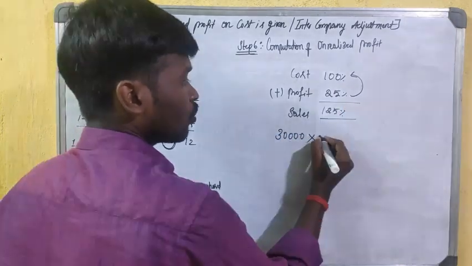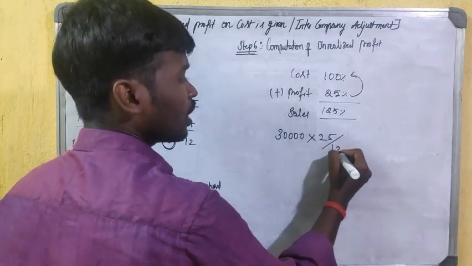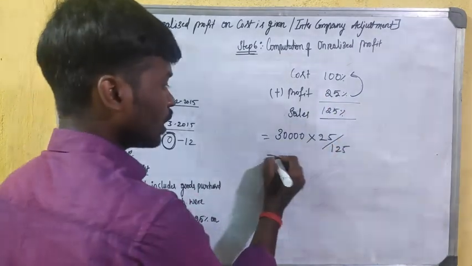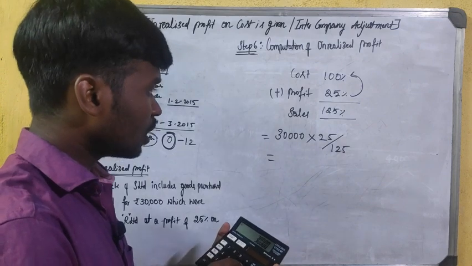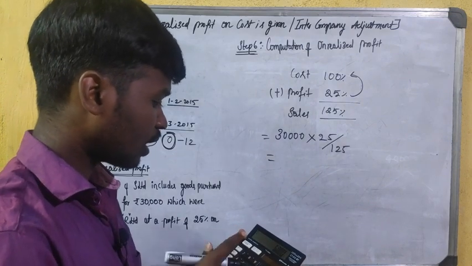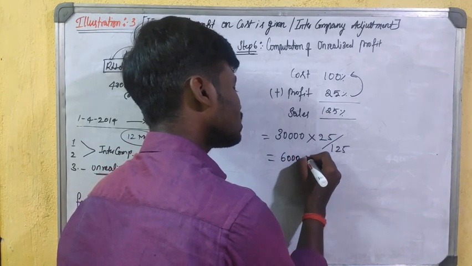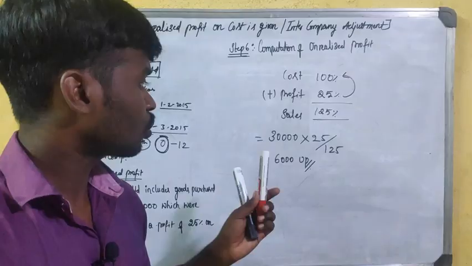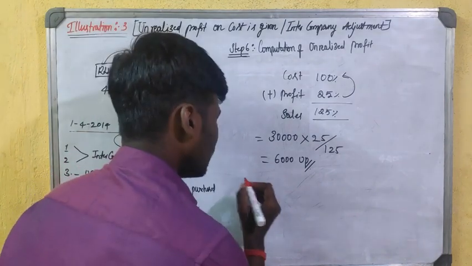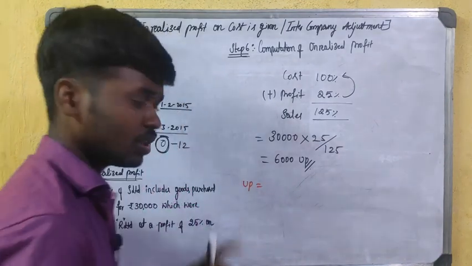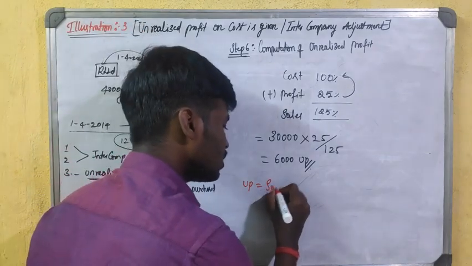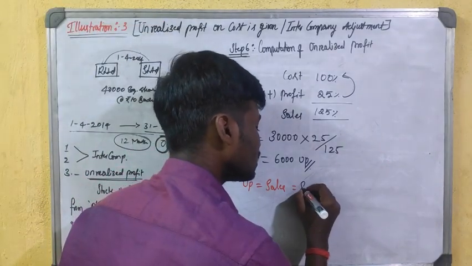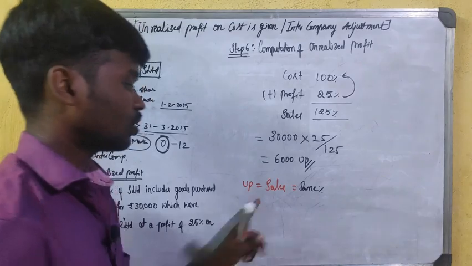See, 25 divided by 125, you will get the unrealized profit: 30,000 into 25 divided by 125, you will get 6,000 is the unrealized profit. Okay, so one thing you have to remember, see, if unrealized profit is given on sales, then you have to calculate with the same percentage.